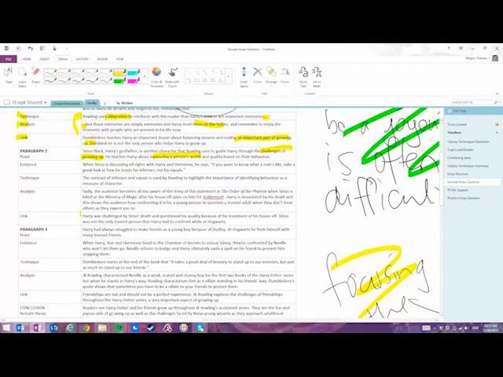So then we can go straight into the E, the evidence of this particular point. So again, introducing the quote with who's saying it and what they are talking about. So Sirius is discussing elf rights with Harry and Hermione. He says, if you want to know what a man's like, take a good look at how he treats his inferiors, not his equals. So again, here's an example of talking about the technique used in a quote. So the contrast of inferiors and equals is used by Rowling to highlight the importance of identifying behaviour as a measure of character.